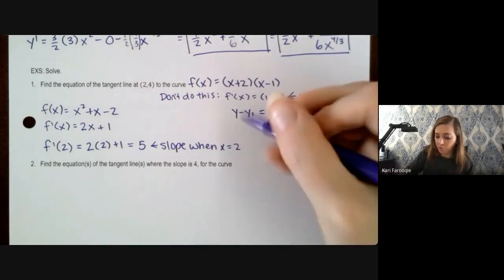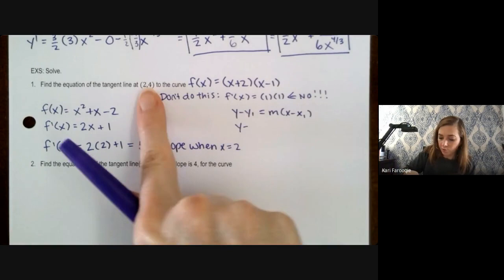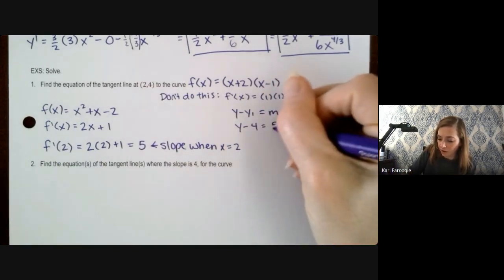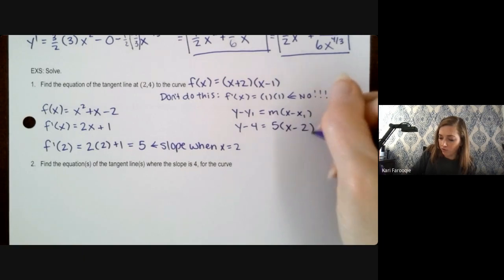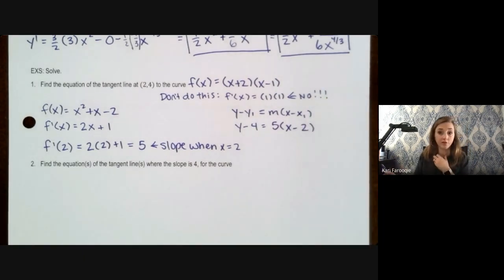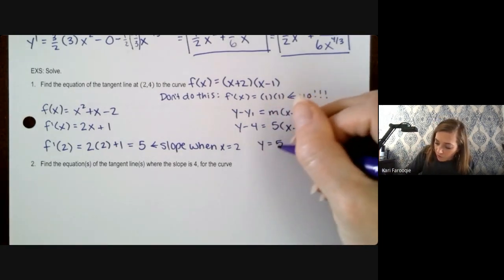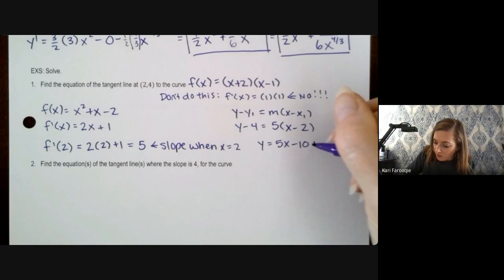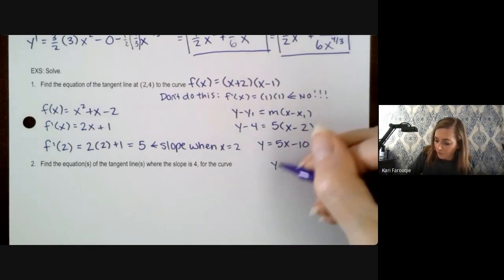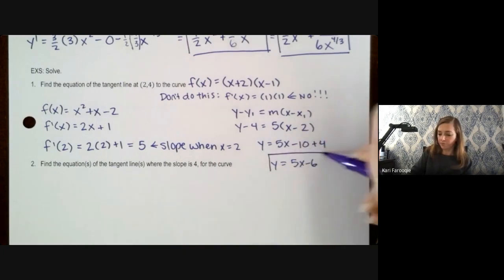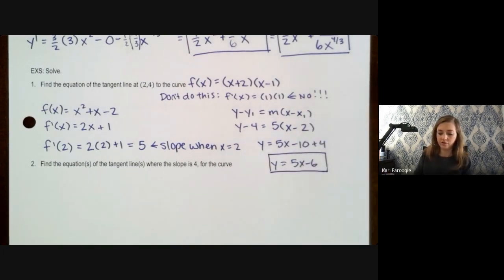So I'm going to take my point. The y coordinate was 4. The slope we just found was 5. And the x coordinate was 2. And I'm going to rewrite this to solve for y so that it's in slope-intercept form. So I'll have y equals 5x minus 10 plus 4. So y equals 5x minus 6. That is the equation of the tangent line at (2, 4) to the curve.